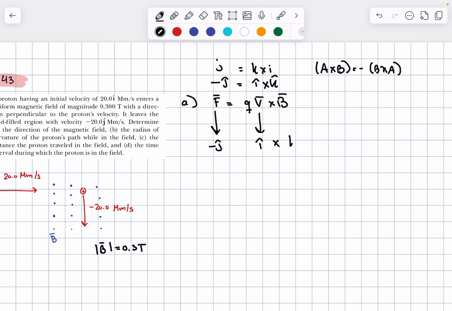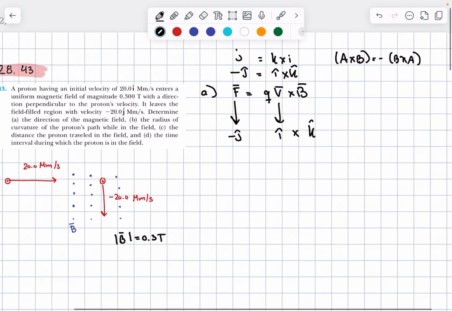So that means that the magnetic field has to be in the positive k-hat direction, which is in fact pointing straight up out of the page like this. So the answer is B is in the plus k-hat direction.